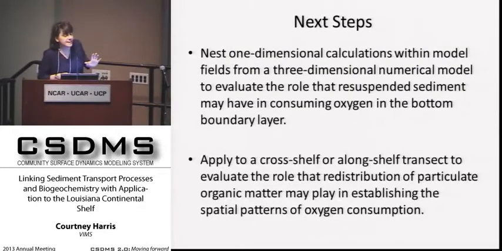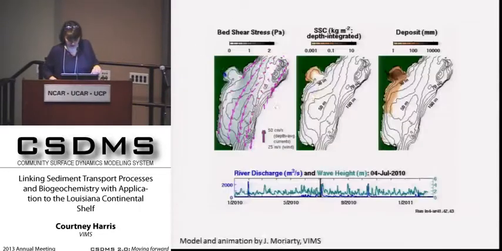So what I want to do next is, in the model run I showed you, my water column is well mixed. I don't have a hypoxic bottom boundary layer. So next I want to nest my calculations within Fennell's 3D model so that I can look at when that anoxic sediment is resuspended, does that act to draw down oxygen in the very near bed, bottom few meters where hypoxia is occurring. And I want to try and apply it across spatial scales so that I can see if areas that tend to be depositional might be more likely to experience hypoxic conditions than other areas.